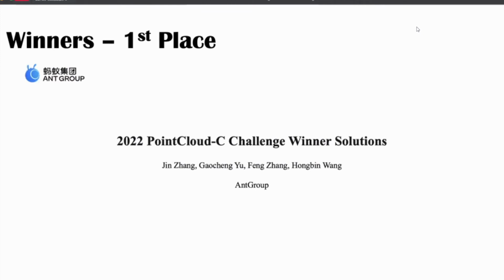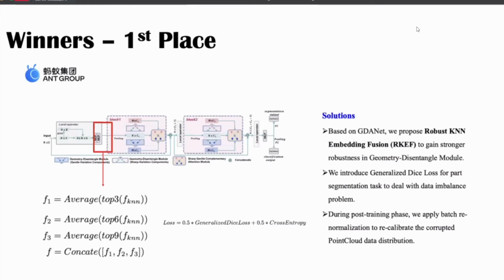Hello, everyone. I'm going to talk about our solution for the 2022 PointCloud-C challenge. Our solution is based on GDANet. We conclude our proposal as follows. Firstly, based on GDANet, we propose robust KNN embedding fusion to gain stronger robustness in the geometry disentangle module. In GDANet, the original KNN embedding is represented by top 1 feature, making the network quite sensitive to noisy data, and thus limiting the model ability to a large extent.